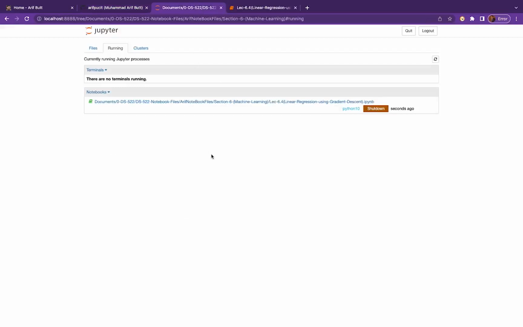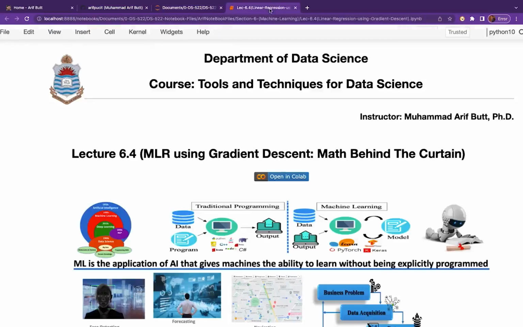Well, this is the Jupyter Notebook dashboard running locally on my machine at port 8888. And here is the notebook for lecture 6.4 of the sixth module, overview of machine learning, for the course titled Tools and Techniques for Data Science.